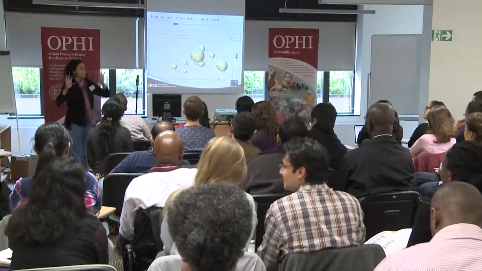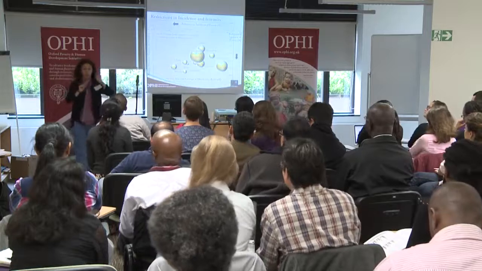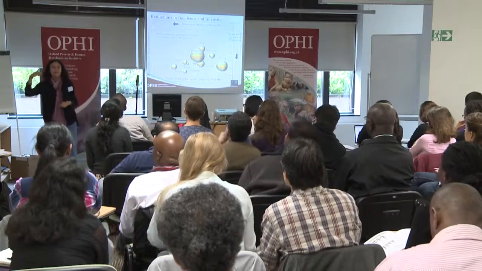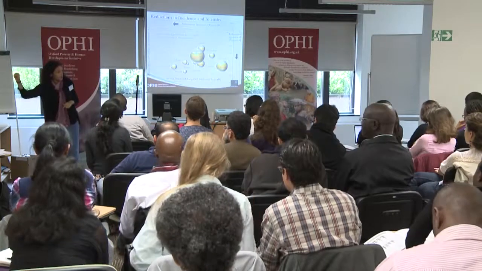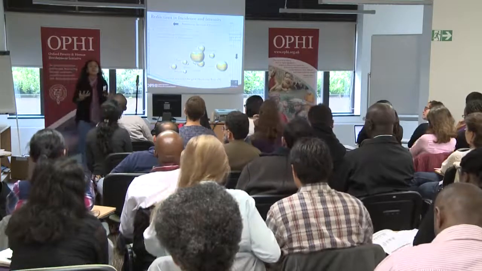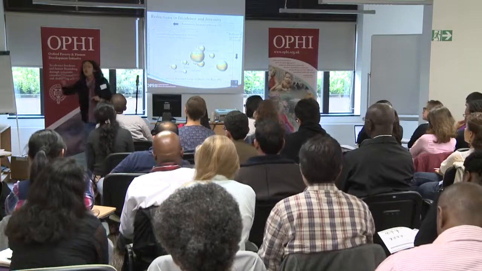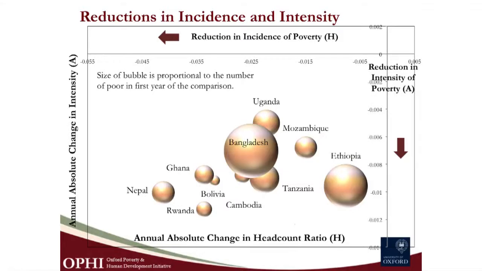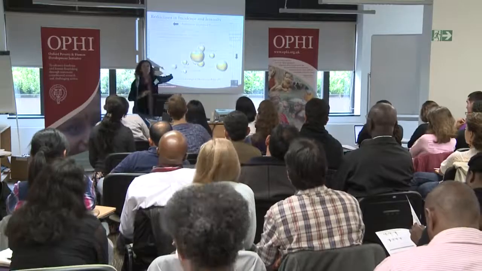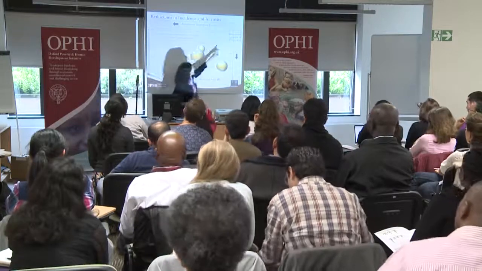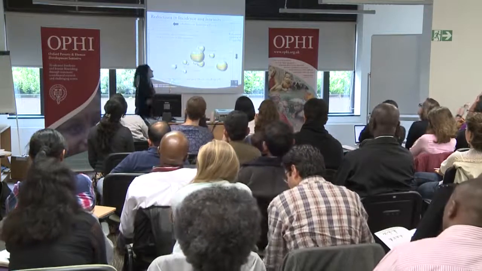So the MPI is the product of 2 indices: the proportion of poor, H, the incidence, and the intensity of poverty, the average share of deprivations among the poor. So we can reduce poverty in 2 ways: by reducing the percentage of poor, or by reducing the deprivations that the poor experience. In this graph, on the horizontal axis we have the reduction in incidence, the annualized change in the percentage of poor. On the vertical axis, we have the annualized change in intensity.